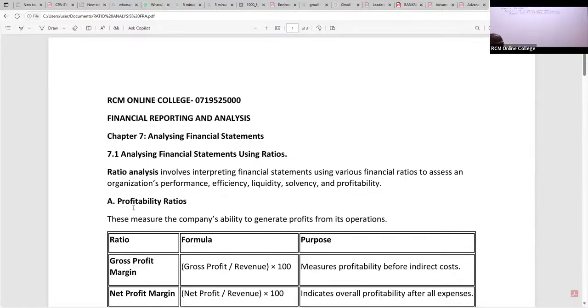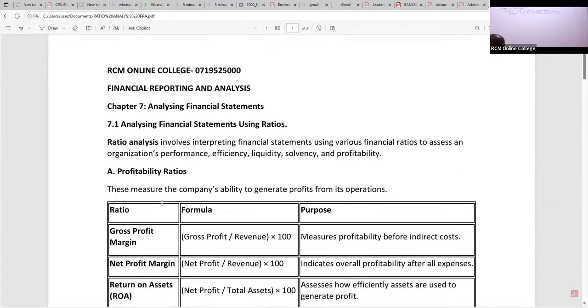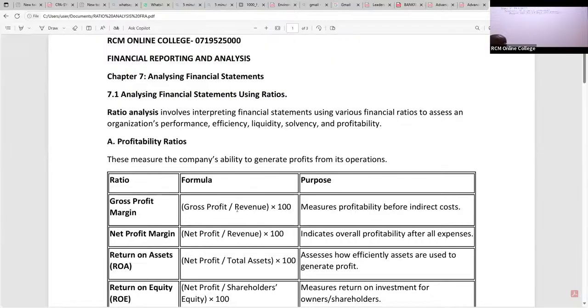So we start with the profitability ratios. I've given you all the formulas and the purpose of each of these ratios. If it is GPM, how do we get gross profit margin? We take the entire gross profit, we divide this by revenue, change it to percentage. And this measures the profitability before any indirect costs.